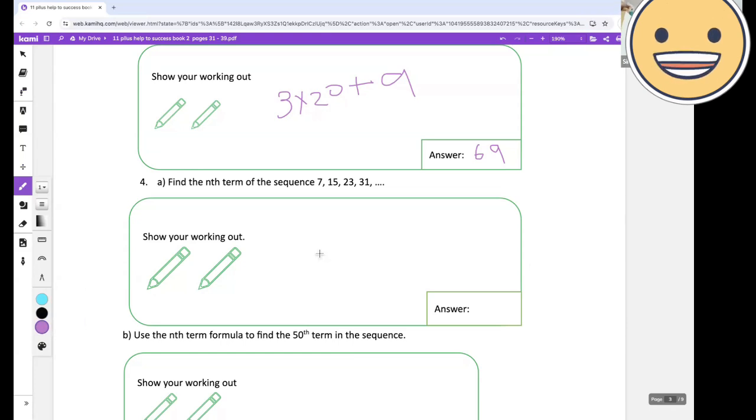Okay, is the sequence 8n minus 1? Yeah, it's right. Good. And try finding the 50th one. Just replace n, write 50 and then just do minus 1. Do you want to do this? Is it 399? Yeah, good. So you got your answer right.